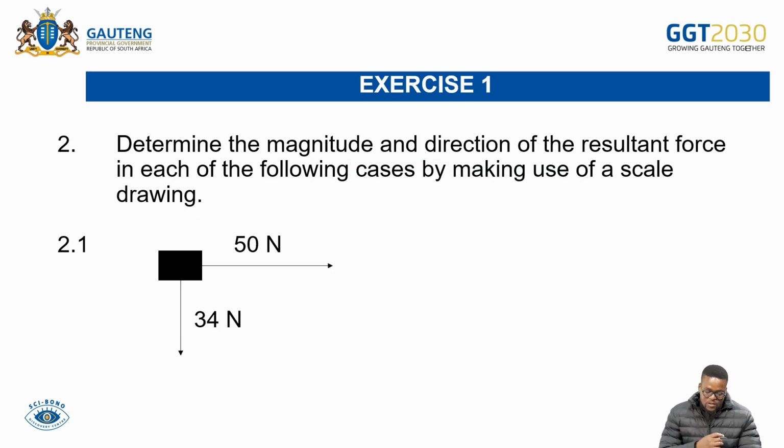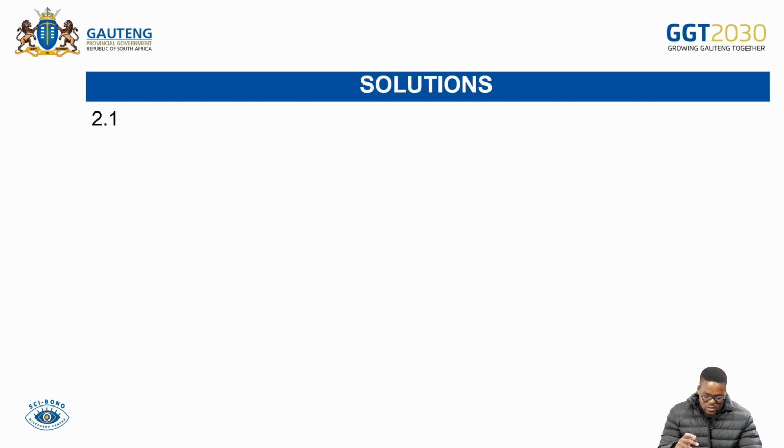Okay, so now in number 2, they said determine the magnitude and direction of the resultant force in each of the following cases by making use of a scale drawing. So now you must choose a suitable scale for these two forces, right? So we've got 34 newtons as well as 50 newtons. So what can be the scale of these two forces?